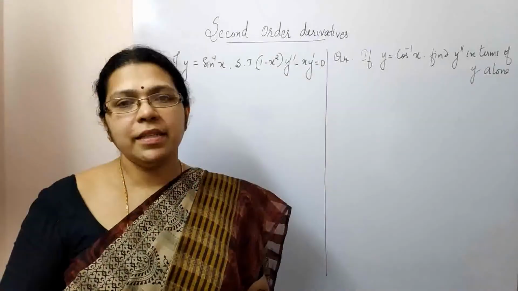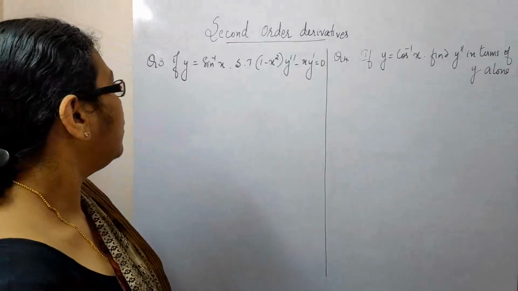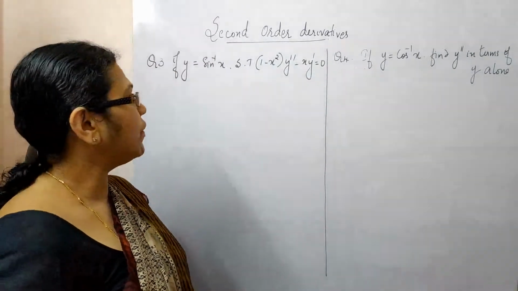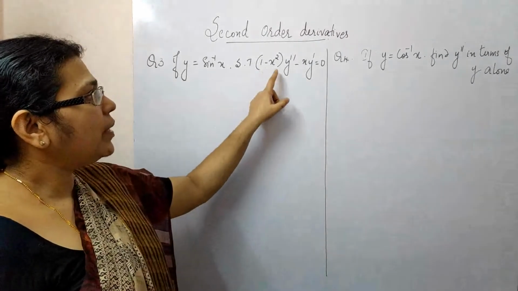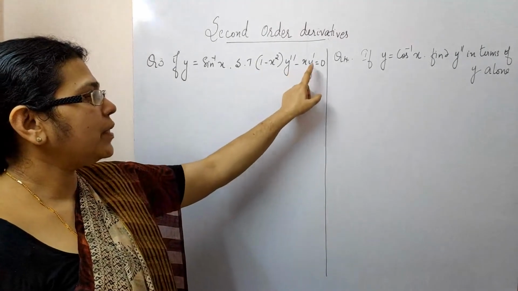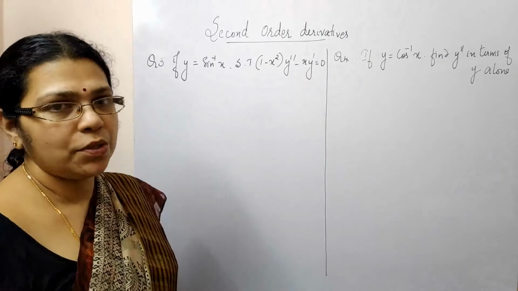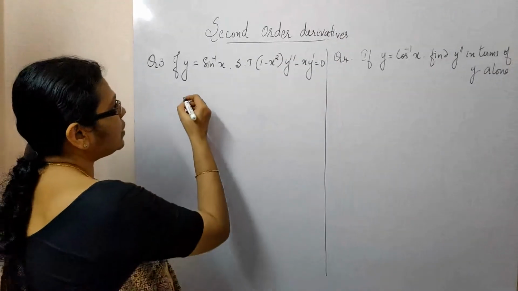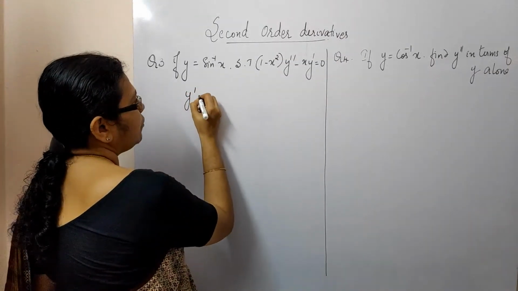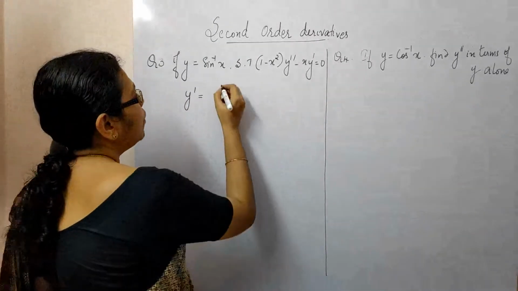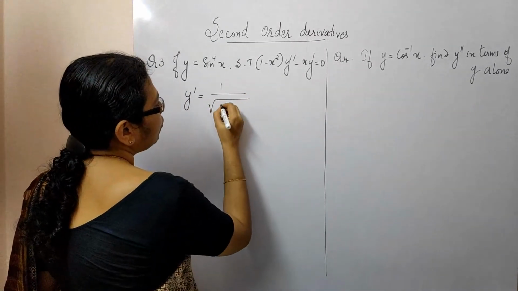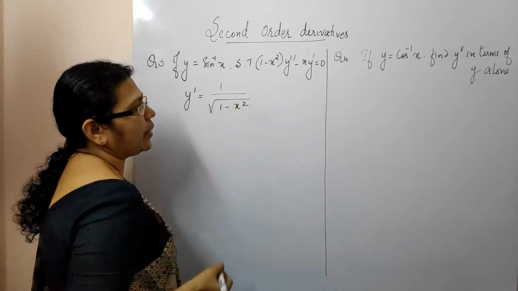Okay. Let's see the next question. Here, y is equal to sin inverse of x. Show that (1 minus x square) into y2 dash minus x y dash is equal to 0. So, what is y dash? That is what I need to find first. So, y dash is equal to 1 by root of 1 minus x square.